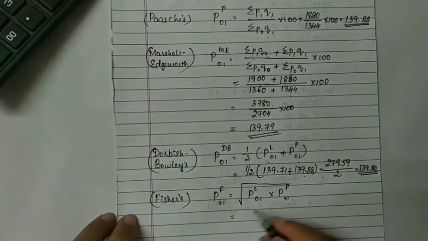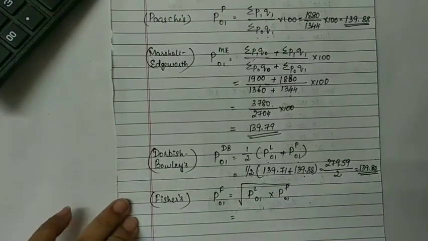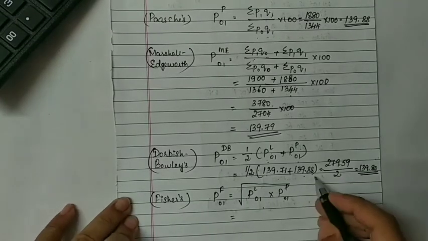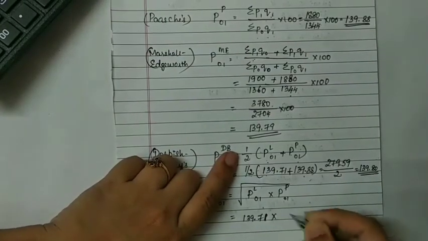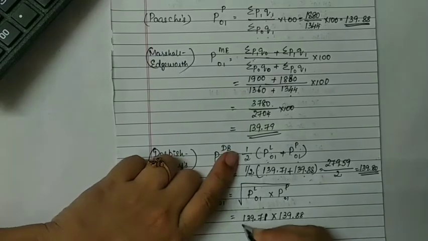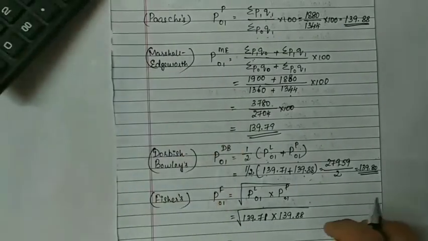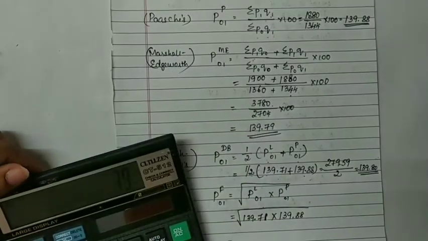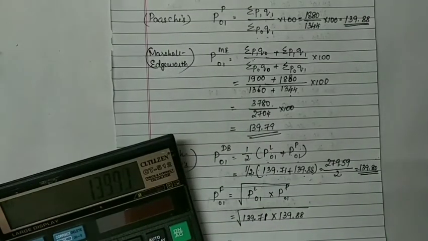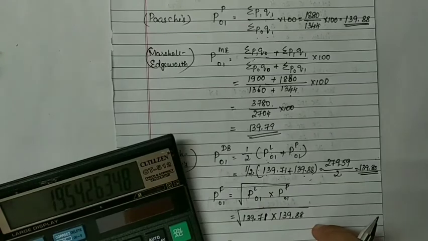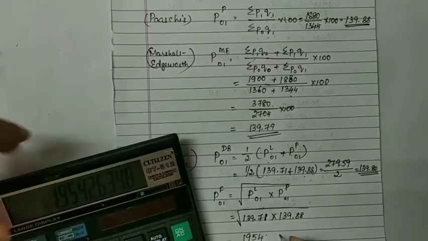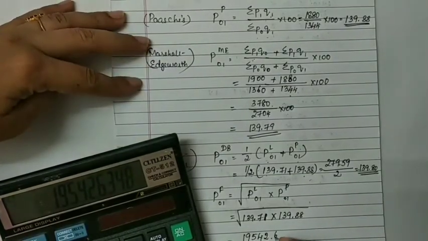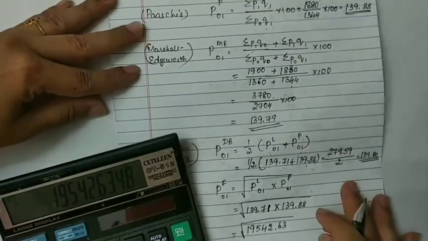And the last one is Fisher's. Here again, square root of P01 of L into P01 of P. That is 139.71 into 139.88, its square root.